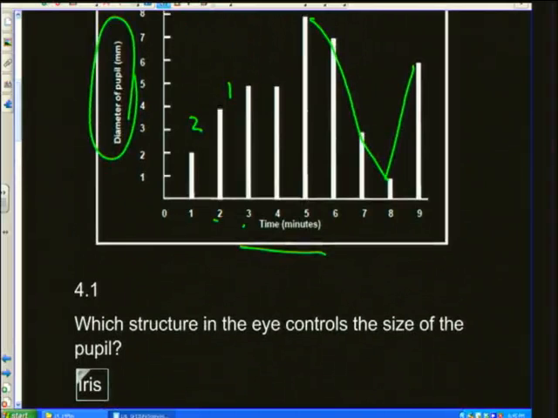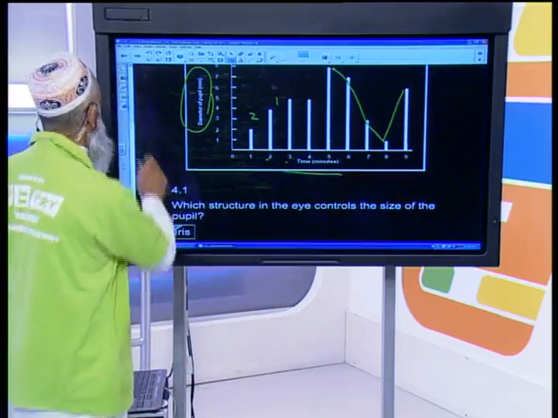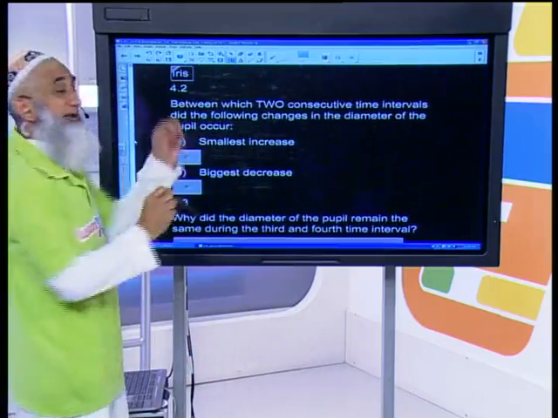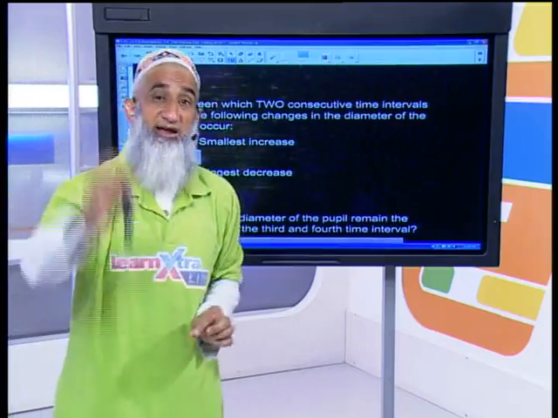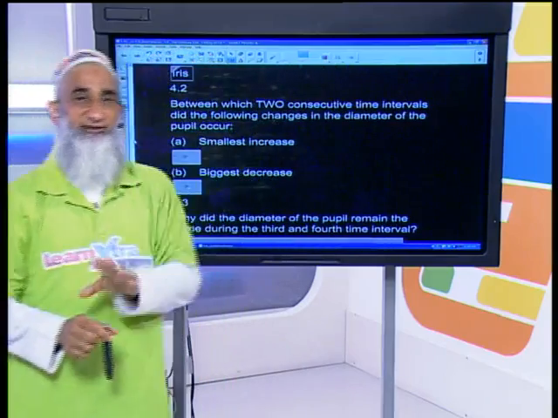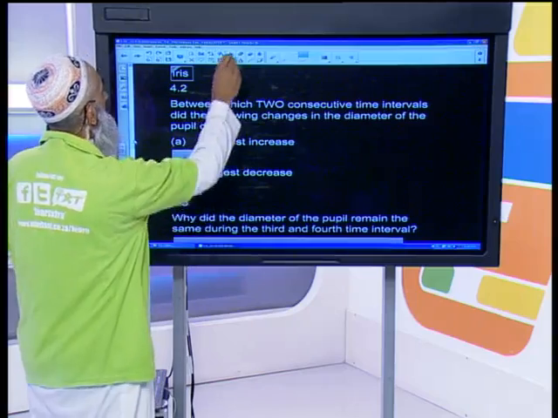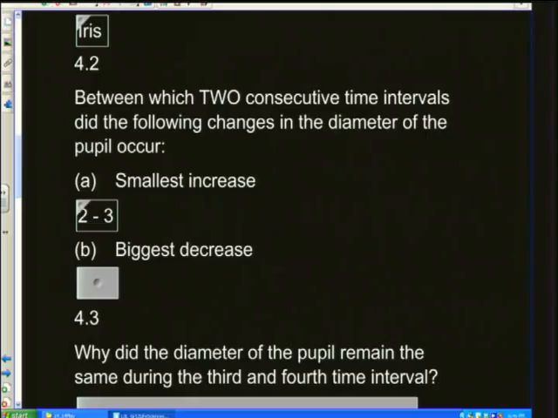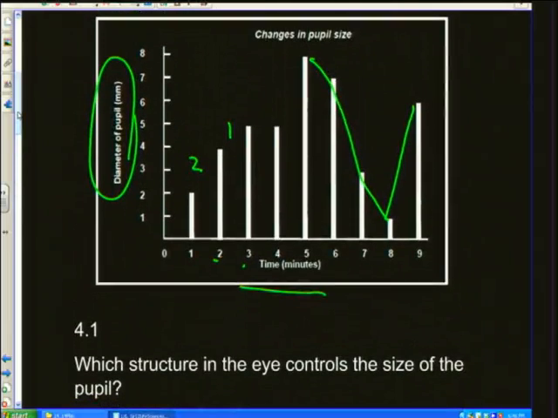2 and 3. Remember in this answer, you can't say interval 2, because they're asking you between. The question is saying between which 2 consecutive. You have to say between 2 and 3. Remember that in that answer, right? Good. And the biggest decrease, that one you can see clearly in this diagram, it is between 6 and 7. 6 and 7. There we go, reading there.